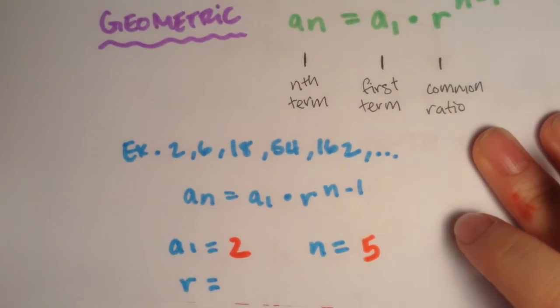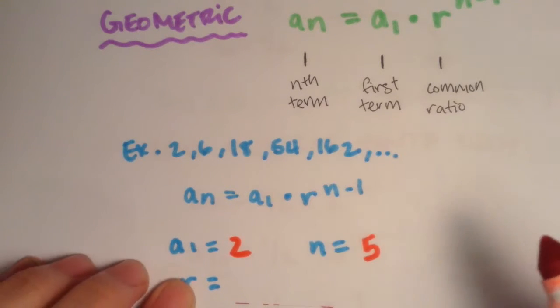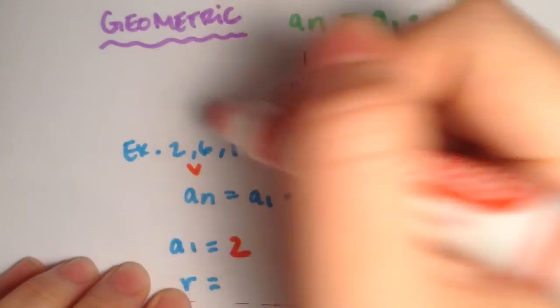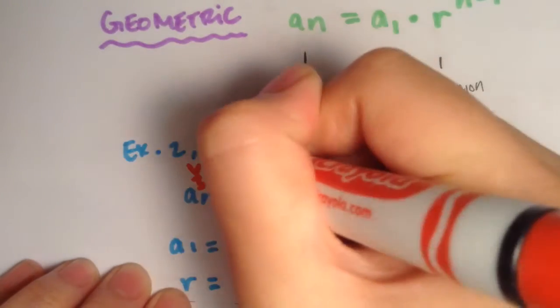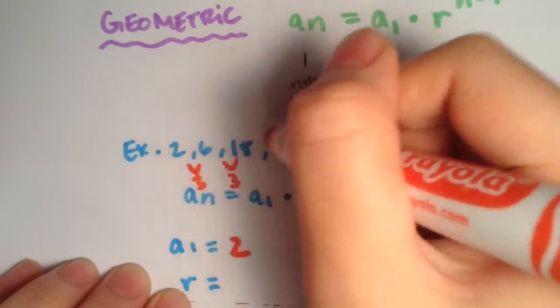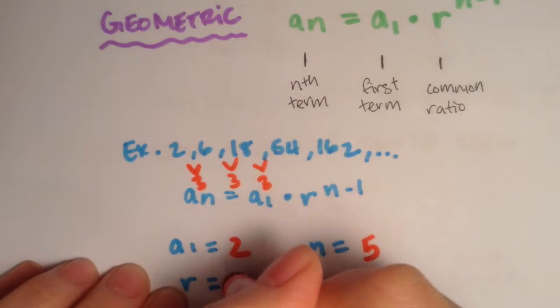And your r, which is the ratio, we can find that. 2 times what equals 6, that is 3. 6 times 3 equals 18. 18 times 3 equals 54, and so on. So we know that the ratio is 3.